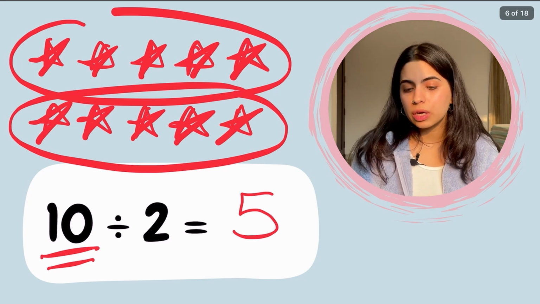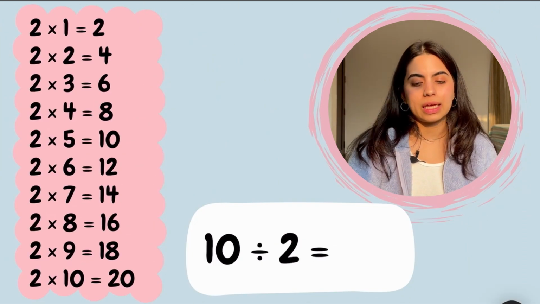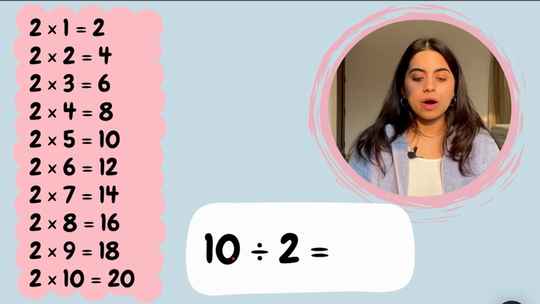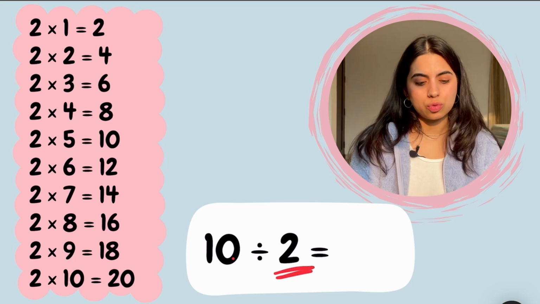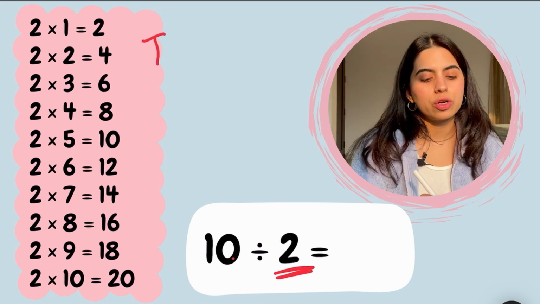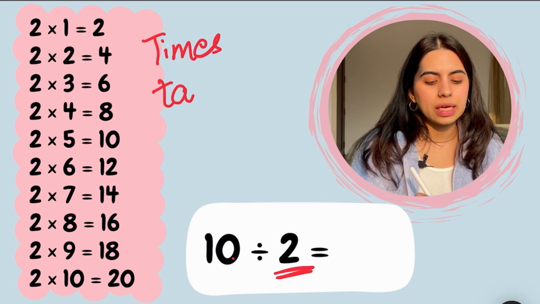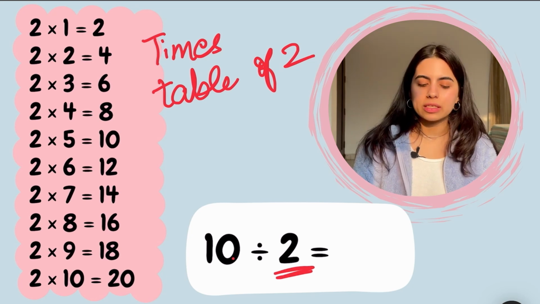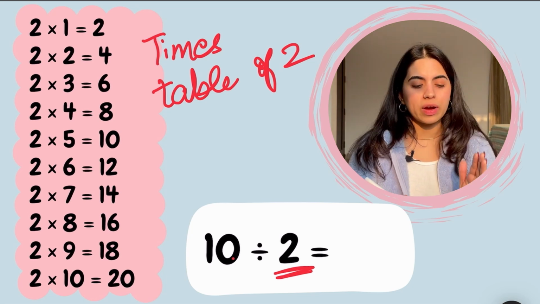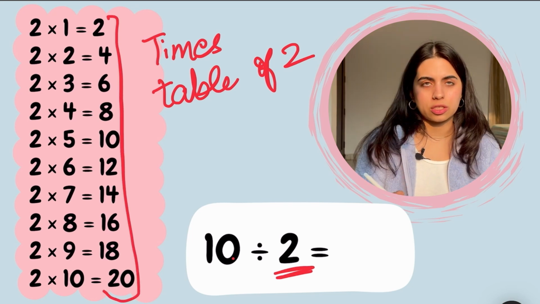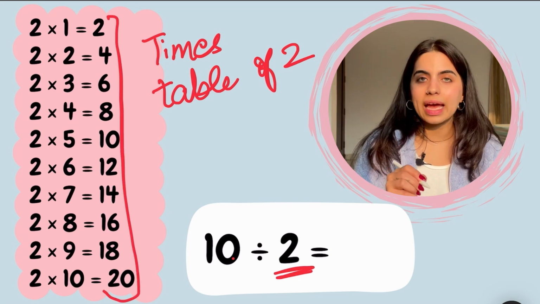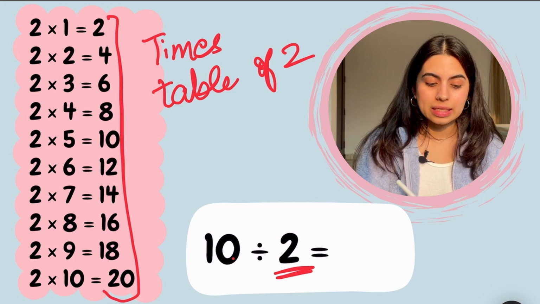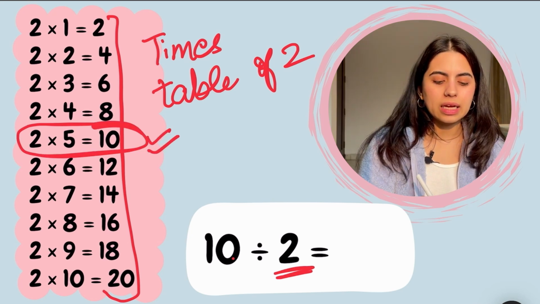So what will help you here is your times table. If you know your tables properly, it's going to be really easy for you. Now, since my divisor is 2, I will have the times table of 2. So this is the times table of 2. Why 2? Because 2 is my divisor. Now, what do I have to do? I have to find in the list of products for the number 2 if there is any product as 10, which I see there is. This 10 is the answer right here.